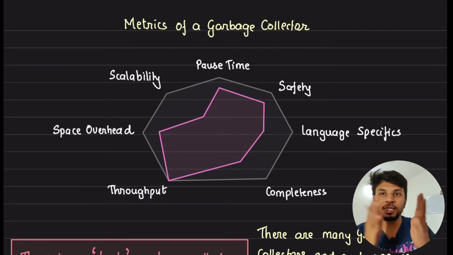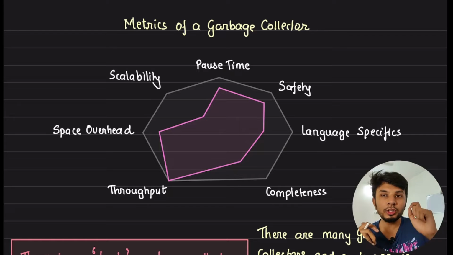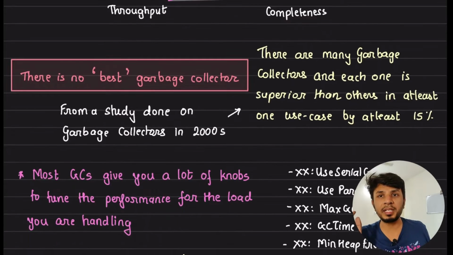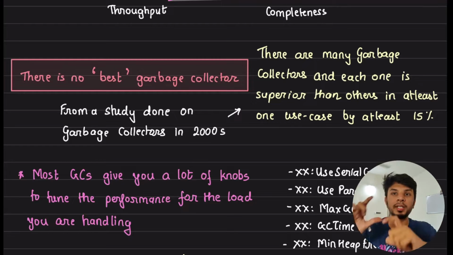Right? So when you're doing this comparative analysis between GCs, you try to plot a 2-dimensional web plot across all of the GCs on all the parameters that you can think of and see which one fits your needs. You should be picking a GC that fits your workload in order to get the best performance out of it. Again, the best garbage collector is a myth. There is always one which is better than the other in some particular use case.